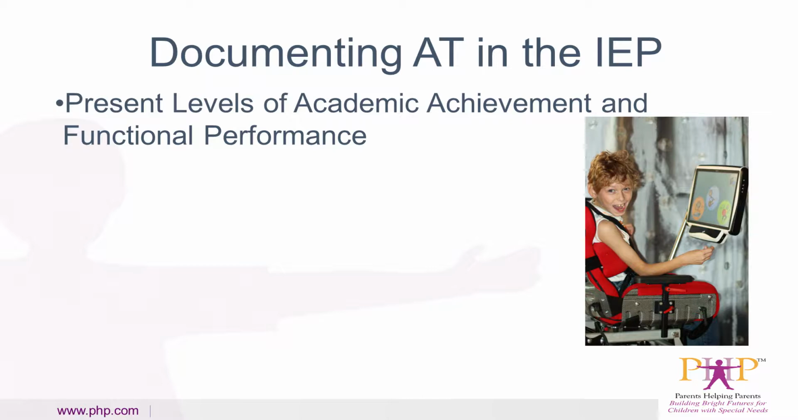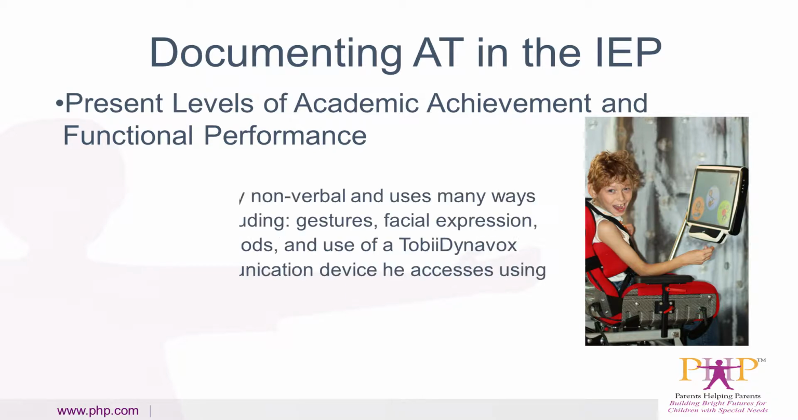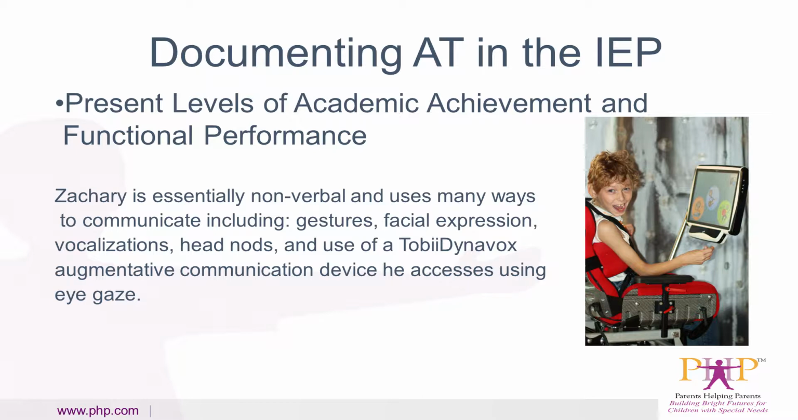The present levels of performance. This section provides a place to address assistive technology needs as an integral part of the student's curriculum, taking into account the student's strengths as well as weaknesses. When documenting assistive technology in the present performance levels, the type of technology that is needed as well as the manner in which it will be used should be described. An example would be, Zachary is essentially nonverbal and uses many modes to communicate, including gestures, facial expressions, vocalizations, and use of a Tobii Dynavox augmentative communication device he accesses using eye gaze.